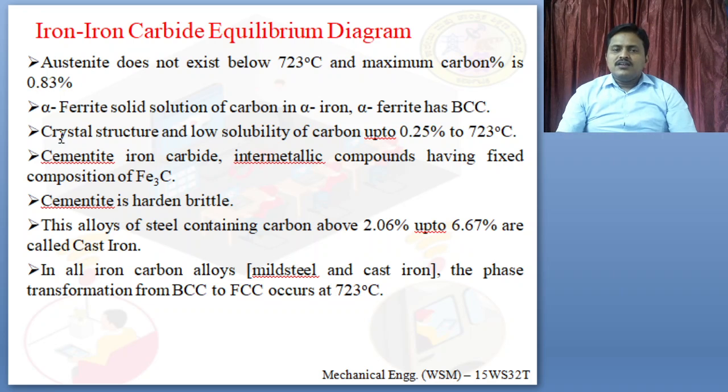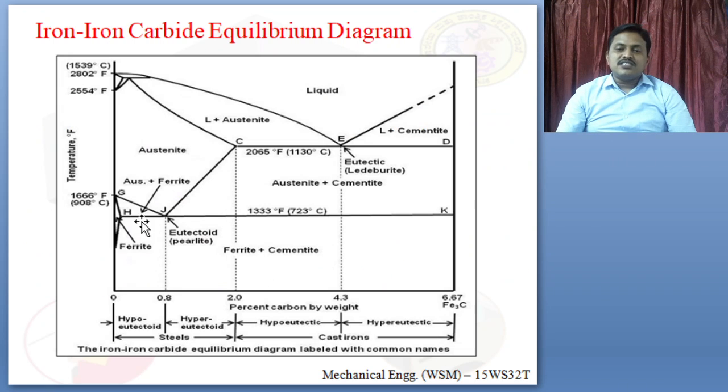So, crystal structures and low solubility of carbon up to 723 degrees centigrade. The maximum low solubility is 0.25 percent of carbon. It is not 0, it is 0.25%. The point of 0.25 percent carbon will be at this point.